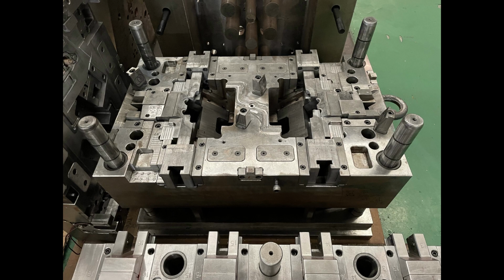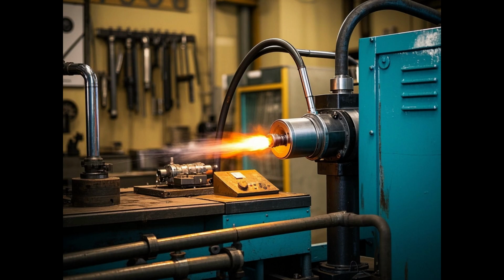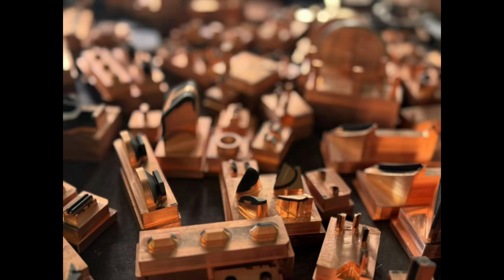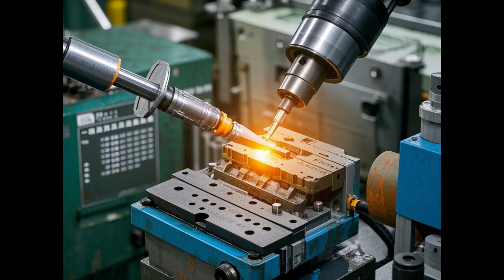2. Improving production efficiency. Lifter movement is automatically controlled by mold opening and closing, eliminating the need for external power sources, for example, hydraulics or pneumatics, making them ideal for high-speed injection molding. 3. Enhancing product aesthetics. Lifters are usually placed on non-cosmetic surfaces, for example, inner sides or bottoms, to avoid visible parting lines or ejection marks.